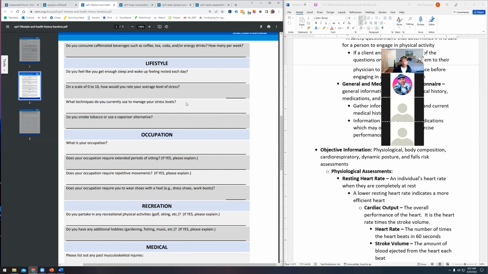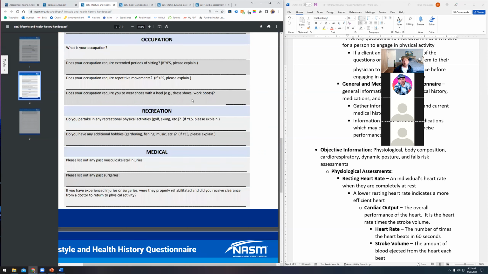lifestyle questions are going to give us a clearer idea of what our client's day-to-day looks like. If they're very stressed, that could obviously lead to all kinds of problems. If they do not get enough sleep, that causes stress, which can lead to all kinds of problems. So we're just trying to get to the heart of that.